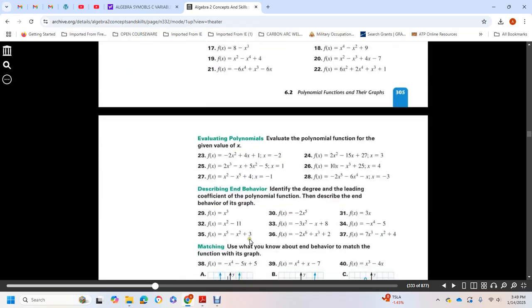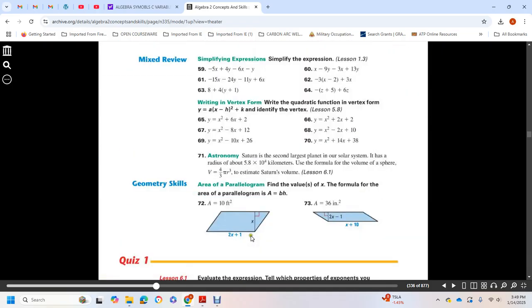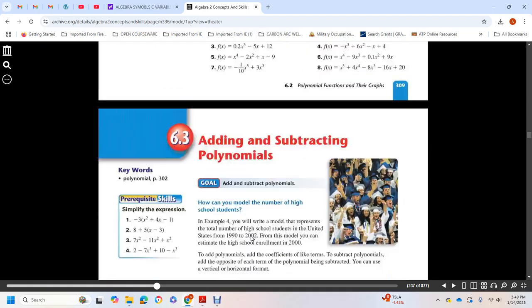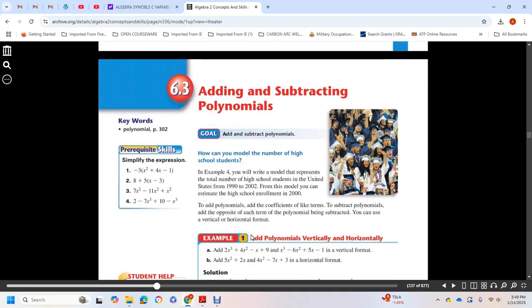6.2 exercises. 6.3 adding and subtracting polynomials. To add polynomials, add the coefficients of like terms. To subtract polynomials, add the opposite of each term of the polynomial being subtracted. You can use vertical or horizontal format.